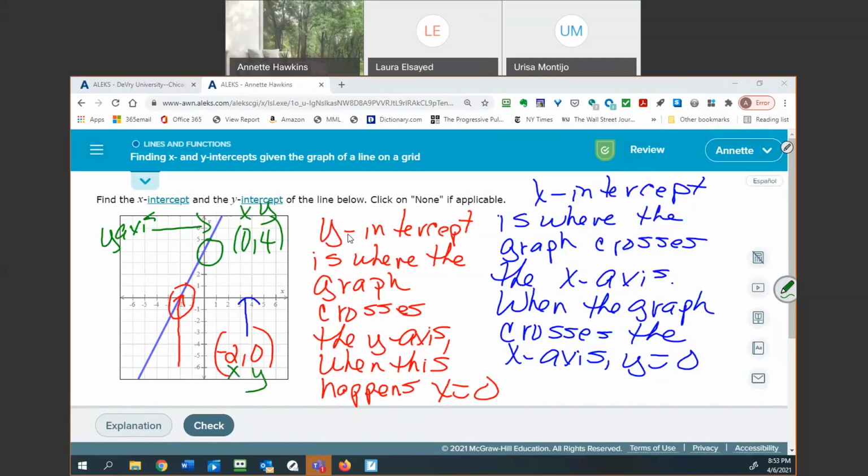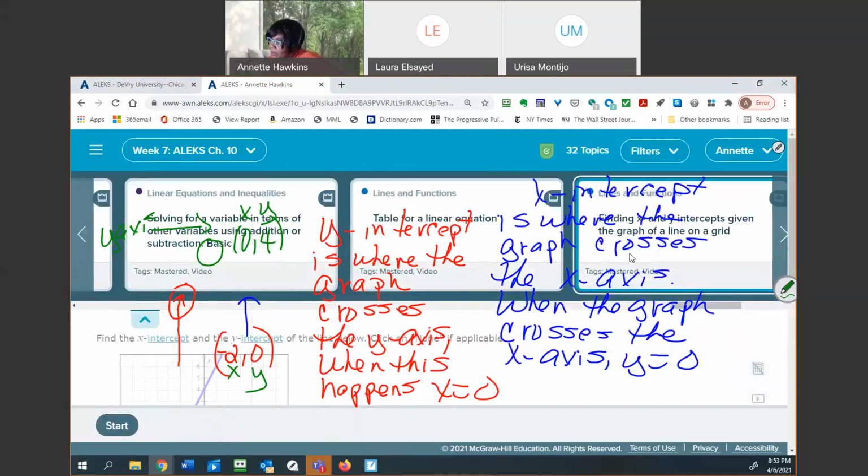Now we need that because sometimes we don't have the graph. We have the equation and we have to find it. And that's the next thing. Find the x and y intercept given the equation. So this is what you need to know. I might let it stay up there.